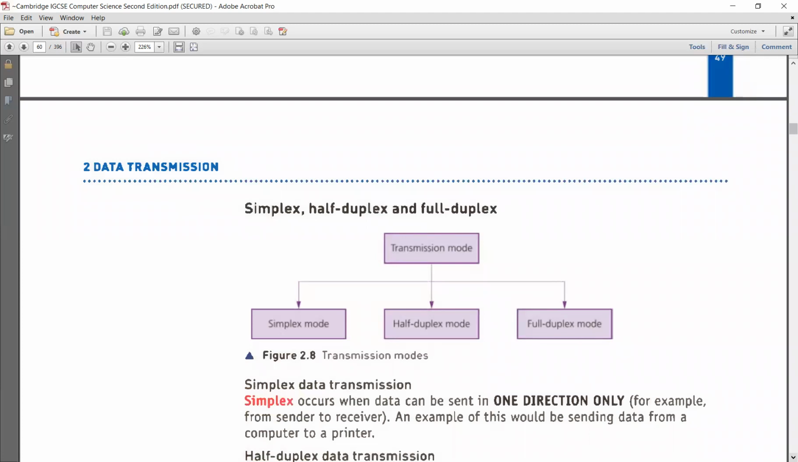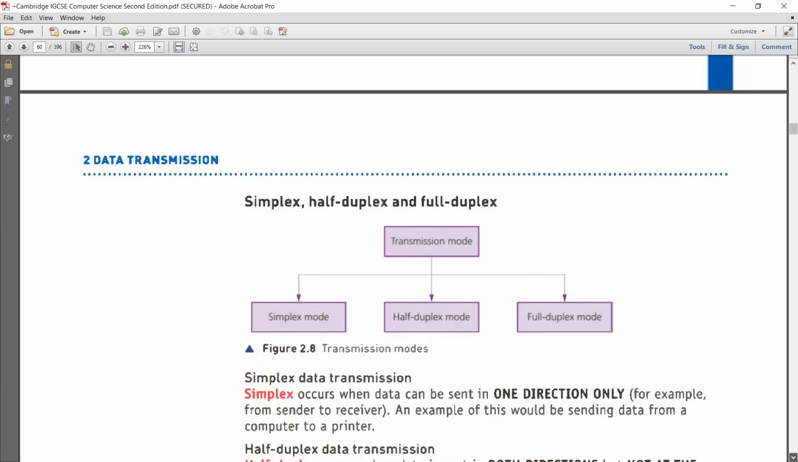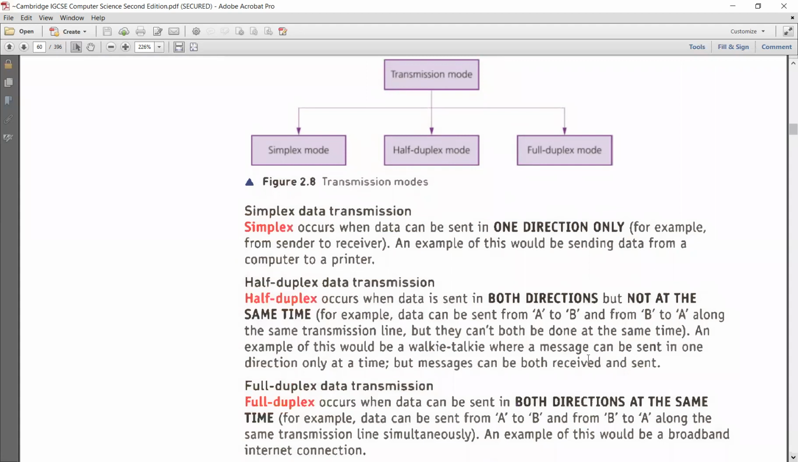So a simple example is, all the other examples from real life are also there, like loudspeaker and television and other stuff. But one thing that you need to see with respect to computer is, the example will be sending from a computer to a printer. Then we have half duplex, which is both directions but not simultaneous at the same time.